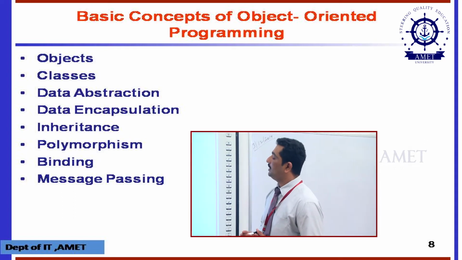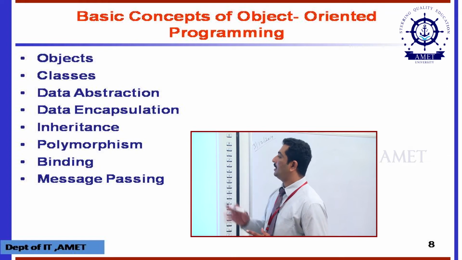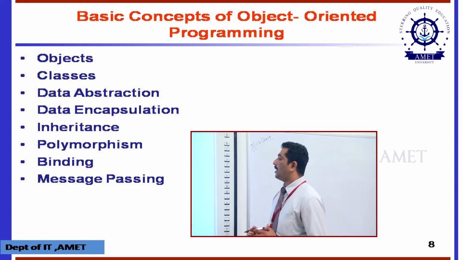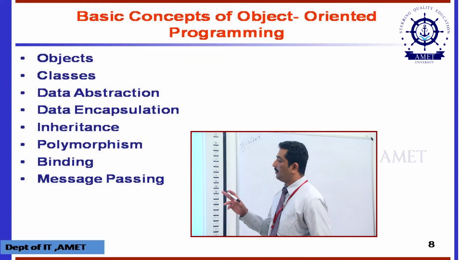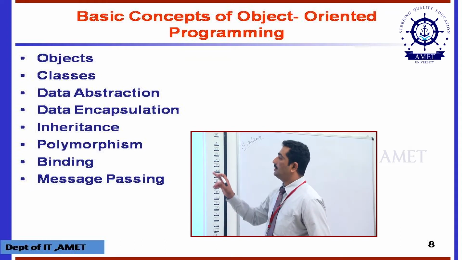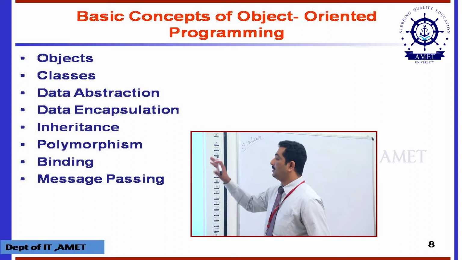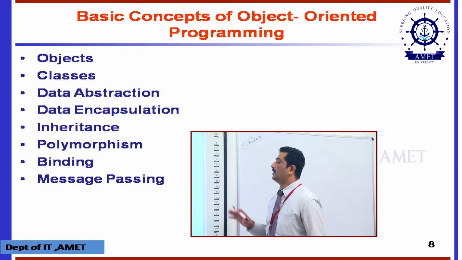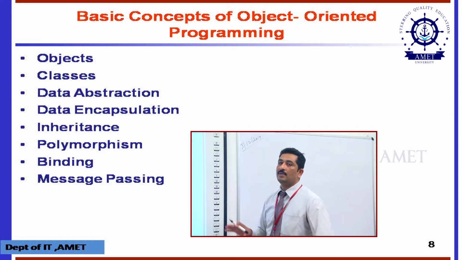So we have to discuss some concepts in object oriented programming. First one is object, and then class, data abstraction, data encapsulation, inheritance, polymorphism, binding and message passing. These 8 concepts are called the basics of the object oriented concept. The languages that achieve these concepts are called object oriented languages. So now we have to discuss them one by one.